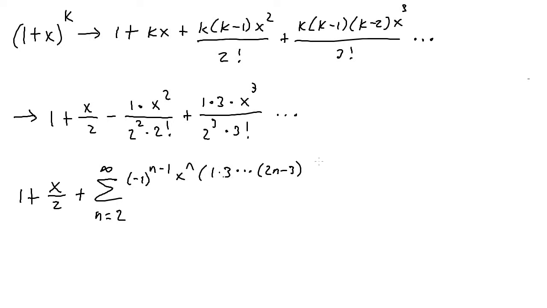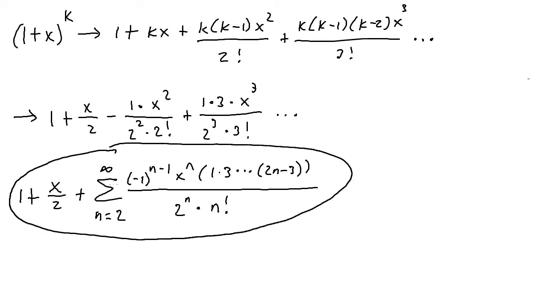So all odd values. And then on the denominator here, notice we have 2 squared, then 2 cubed, and then 2 to the 4th, 2 to the 5th, and so forth. So we'll get 2 to the n, and then we have 2 factorial, 3 factorial, so it's going to be n factorial. And so this is the final answer for the power series, given the binomial series.